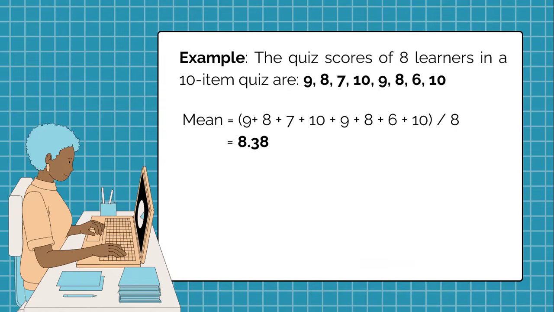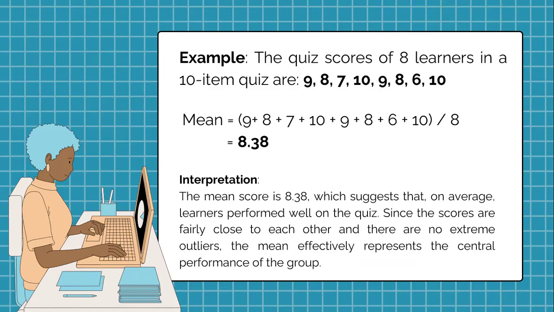So you may check that one using your scientific calculators. Of course, it's also very important that you know how to interpret, how to get the mean correctly. So on average, the learner scored about 8.38. So since the scores are close to each other, then the mean effectively represents the class performance.